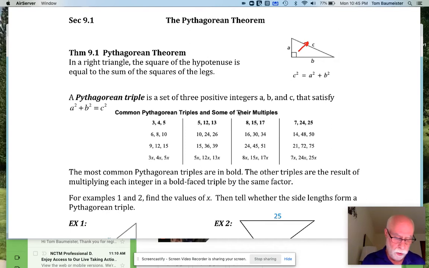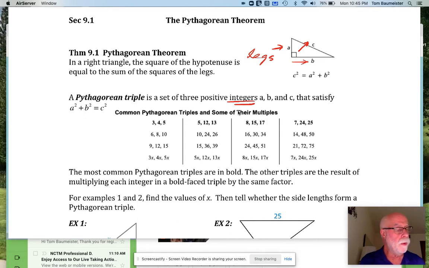So we know then that using the formula, c squared is equal to a squared plus b squared. Now remember, we have already said that a and b here are the legs. All right. So a Pythagorean triple is a set of three positive integers, so that means whole numbers, ladies and gentlemen, a, b, and c that satisfy a squared plus b squared is equal to c squared. So again, they just flipped it over there.